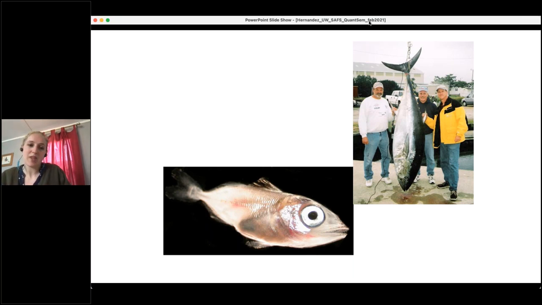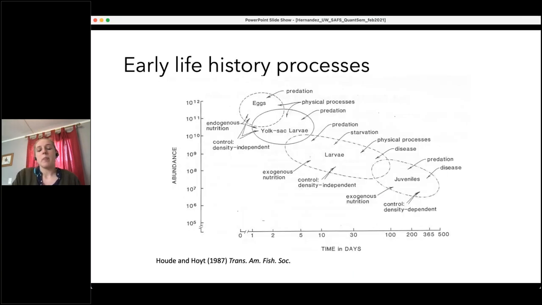So I am really interested in these early life stages and how this rapid growth and high mortality in the early life stages influences the population dynamics. So as I mentioned, these larvae hatch and they're really tiny, right? So they're really vulnerable. And the way that fish kind of balance this is that they produce hundreds to thousands to millions of eggs per individual in a given season.